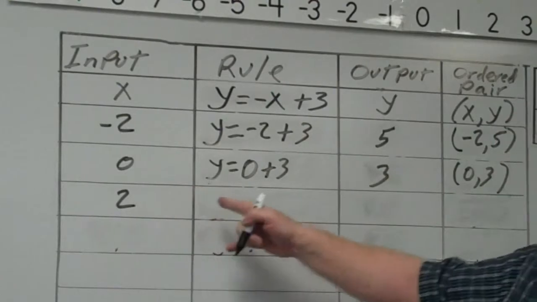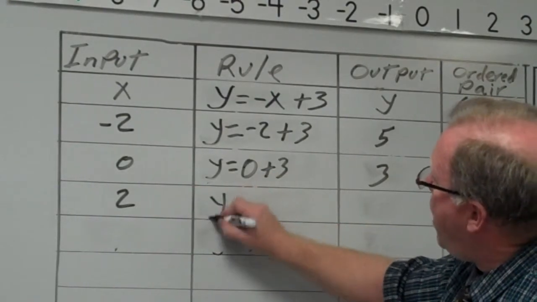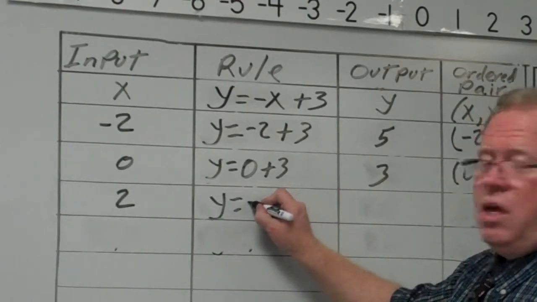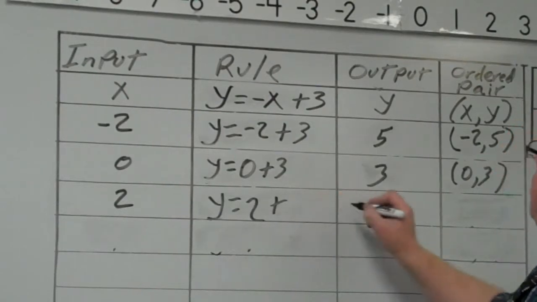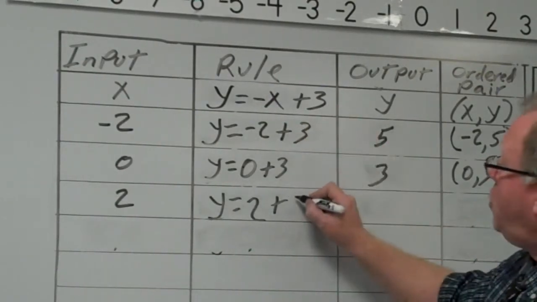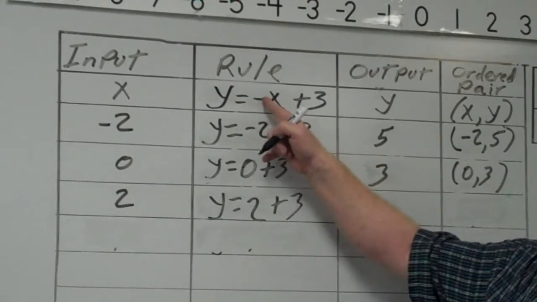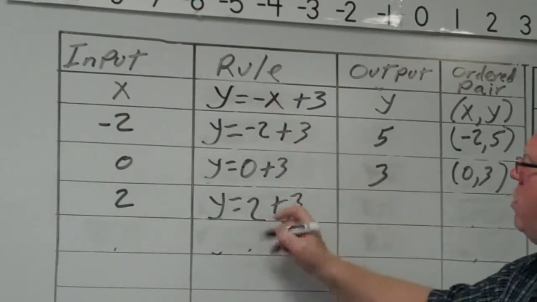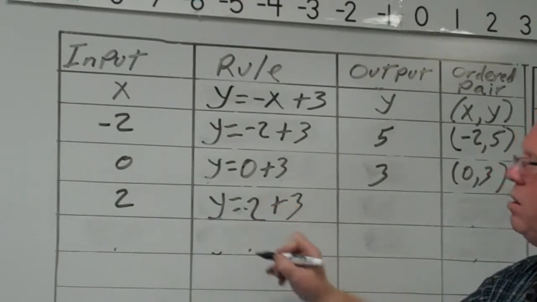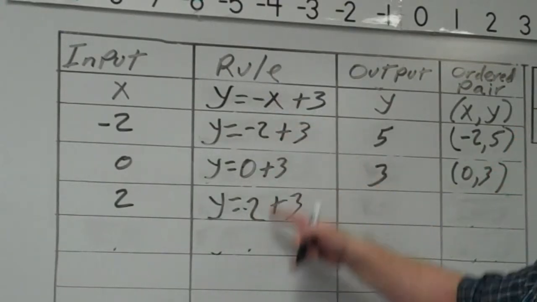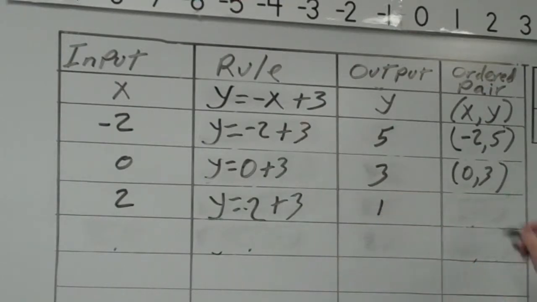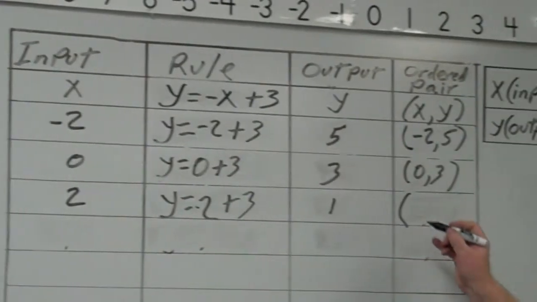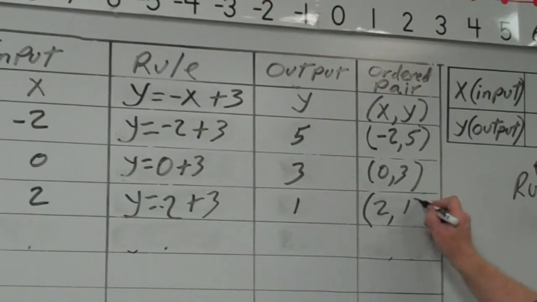And then I have one more, 2. I'm going to plug that in. y equals negative 2 plus 3. Notice here we've got a negative up here, and so we need to include that down here. So we don't want to forget that that's still part of it. So we have negative 2 plus 3, and this time it's going to end up being 1. Okay? So our ordered pair then is 2, 1.